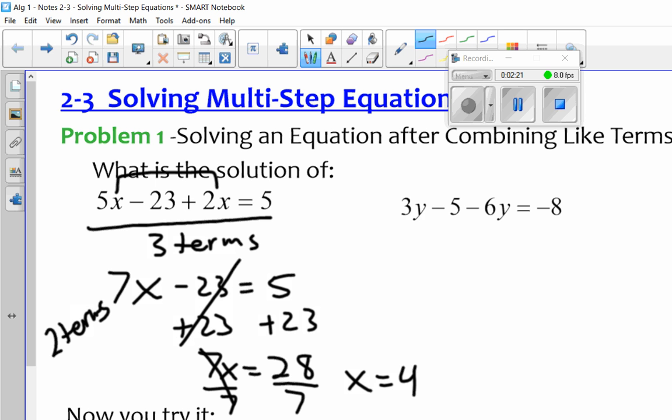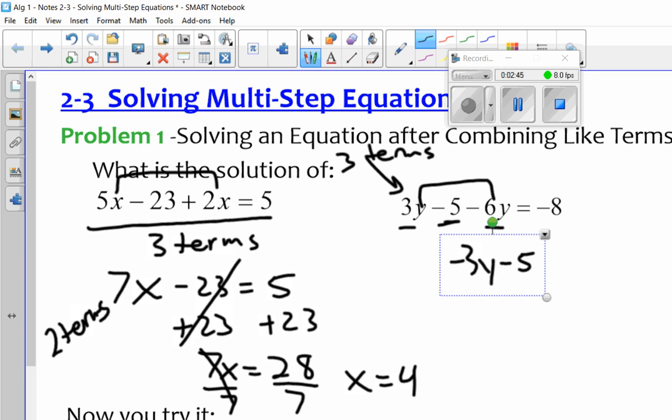All right. So once again, I have 3 terms over here. I want to make sure that I can probably put 2 together. So I got y's here, so I want to put these together. So being really careful here, we can't make a mistake right off the bat. 3y minus 6y gives me negative 3y. I still have that minus 5 that's right here. Okay. And it equals negative 8.